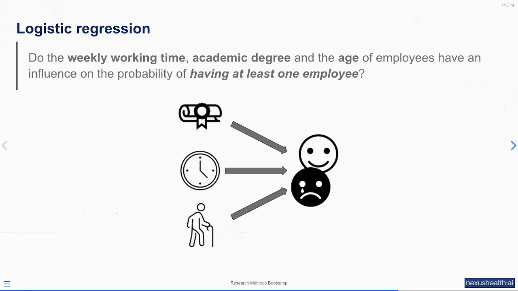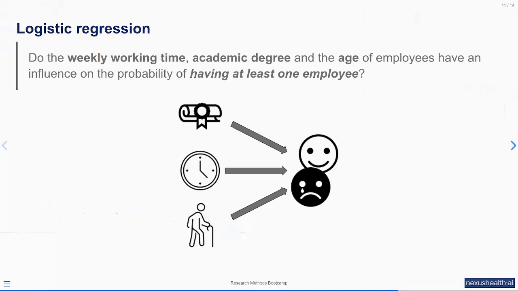If the question were framed like this: do the weekly working time, academic degree, and the age of employees have an influence on the probability of having at least one employee? Then it becomes a logistic regression. And why? Because the dependent variable is a categorical variable that has two levels, yes or no. The dependent variable in this case is having at least one employee. And so the answer to that is either going to be yes or no. Does he have at least one employee?